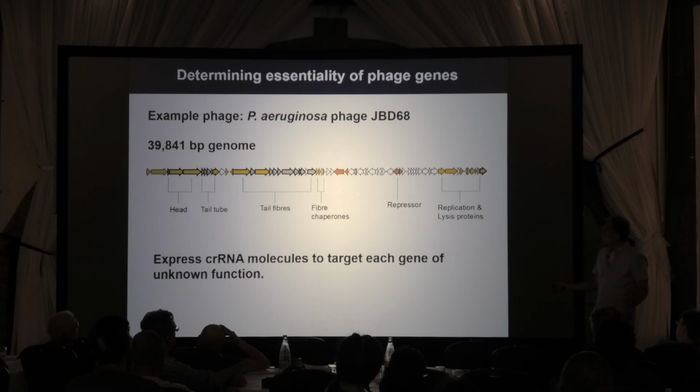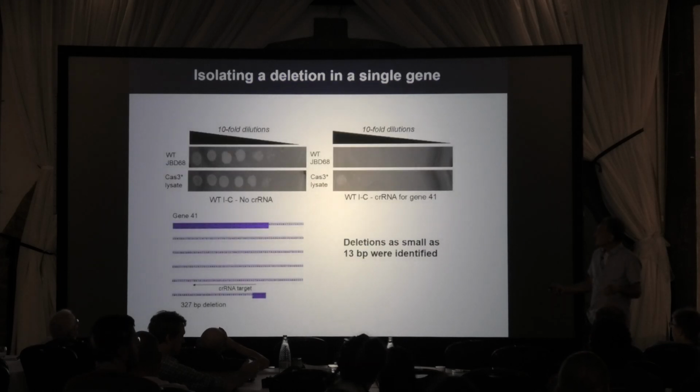So what we did here was make plasmids corresponding to each gene, and each one expressed a CRISPR RNA that would target that particular gene, and we just went through the genome. There's a lot of plasmids, so my student Michelle, who was doing this, had a whole bunch of strains of different CRISPR RNAs. We did the mutagenesis step, and this just shows you wild type phage and the phage that's been through the strain that makes the mutations.